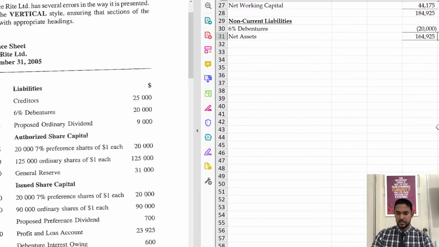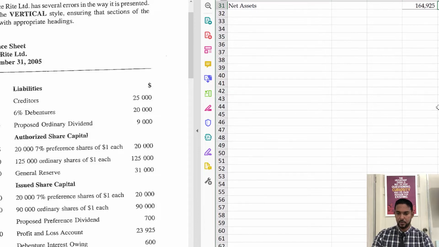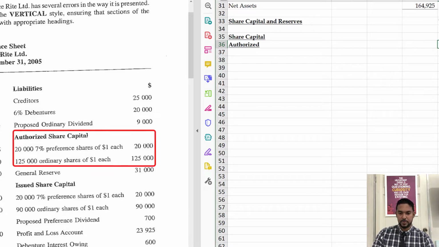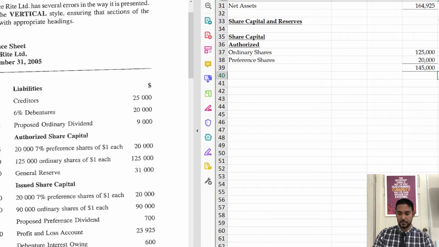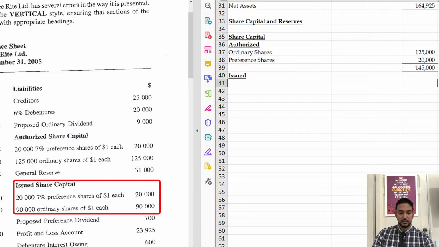So I'm going to leave just that figure on top there. And what we are going to do is explore the share capital and reserve section. And we're going to start with the share capital. So the authorized share capital is 125,000 ordinary shares of $1 each, and the 20,000 7% preference shares at $1 each as well. So total authorized capital is 145,000. Issued share capital, we have ordinary of 90,000. Then we have the preference shares 20,000, giving us a total of 110.